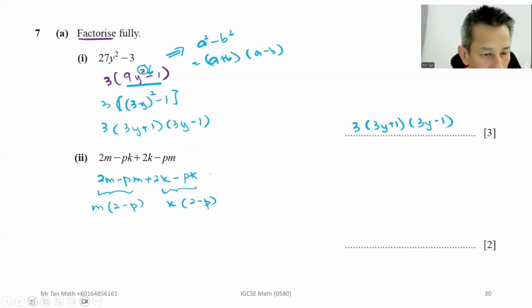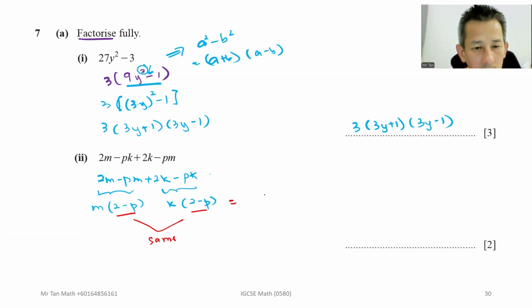You take note when you factorize this kind of factorization, these two need to be the same. Okay. Therefore, that should equal to, so plus here, m plus k, 2 minus p. It must be same.